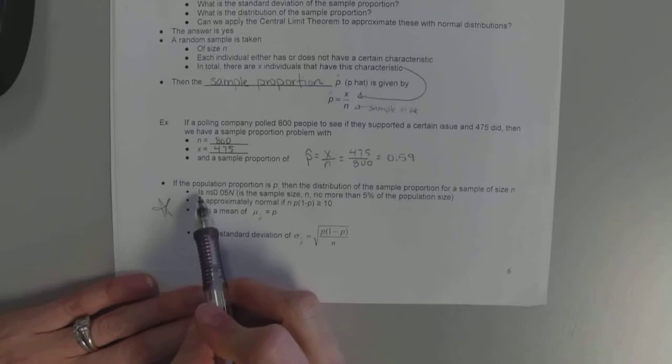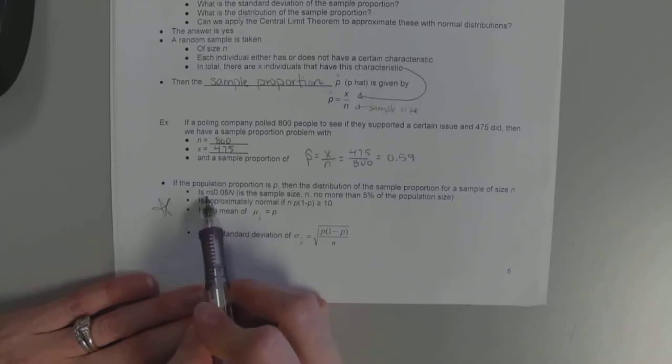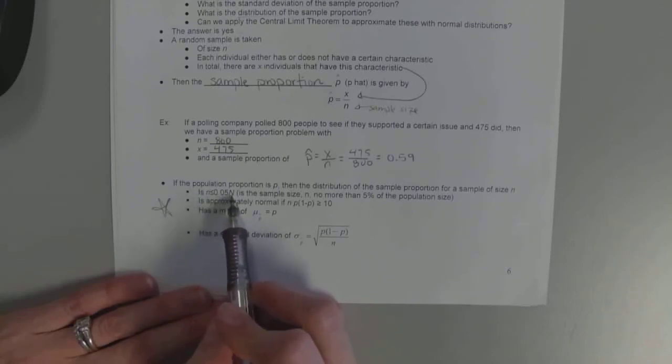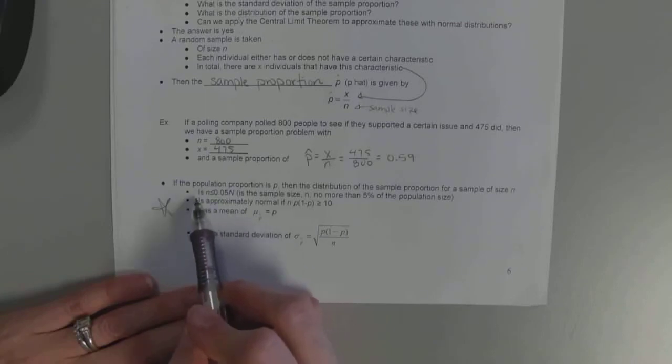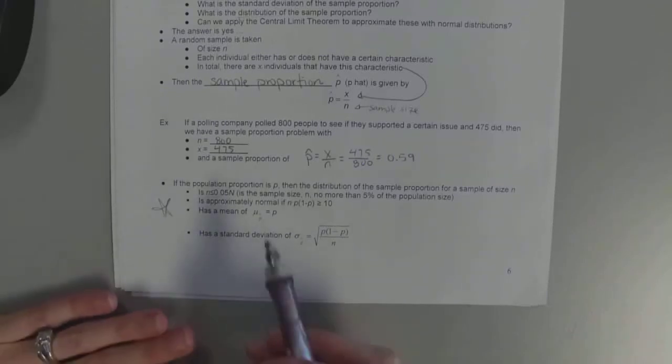First of all, we have to make sure that our sample size n is less than or equal to 5% of our population size, okay? This rule makes sure that we have randomly selected individuals without replacement, all that kind of stuff.